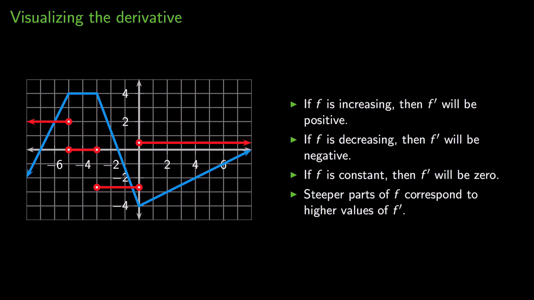But notice this here, steeper parts of f. See how this line is steeper than that line? Well, then the derivative has to be higher here than it is over here. So although sometimes we won't be able to make exact judgments about what the derivative will be at various places, we do have this comparative judgment that we can make.